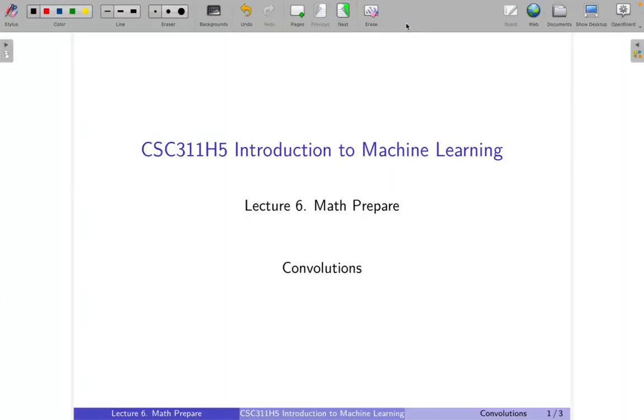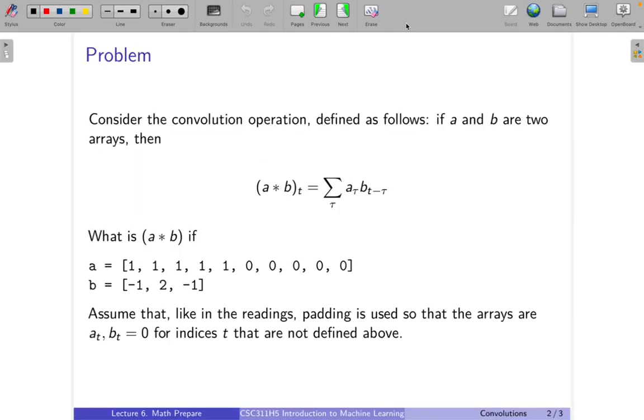Hi, in this video, we'll discuss the convolution operation in mathematics, which is used in areas like signal processing, and we'll be using a similar idea when we talk about convolutional neural networks. So here's a definition of convolution. If A and B are two arrays, then A convolved with B is also an array, and this array at index t is computed like this.